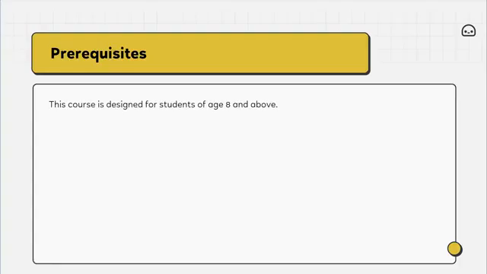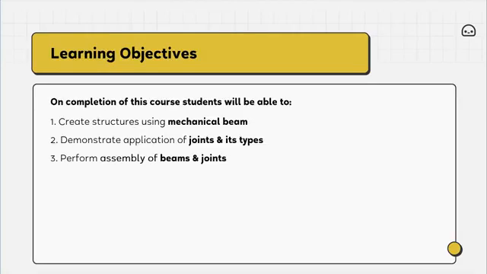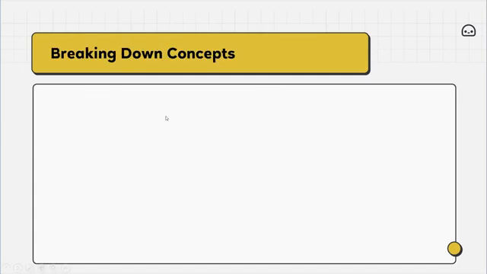This course is designed for students of age 8 and above. On completion of this course, you will be able to create structures using mechanical beams, demonstrate application of joints and its types, and perform assembly of beams and joints. Now let's break down some concepts.